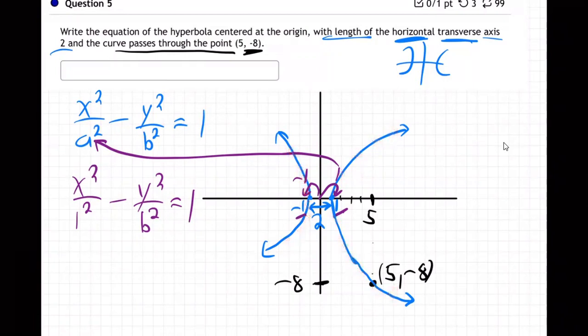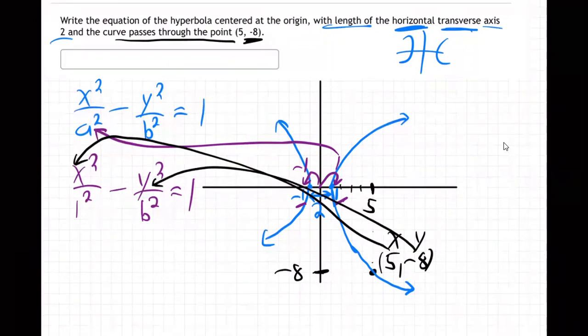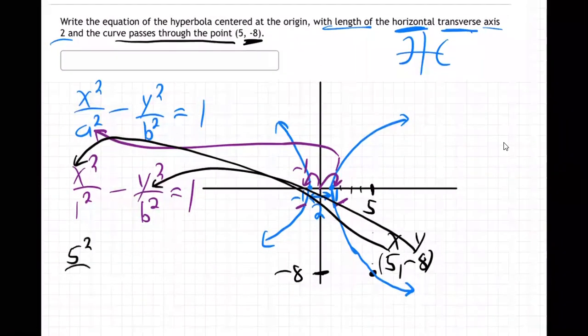Okay, so what? So that means if I plug in x is 5 and y is -8, that point's on the graph. That point's got to make the equation true. So if I bring back the 5 for x there and the -8 for y right there, plug it in, it's got to make the equation true. So I get 5 squared over 1 minus -8 squared over b squared, I don't know what that is yet, is 1. So I just have to find b now, you realize, because they want the equation.